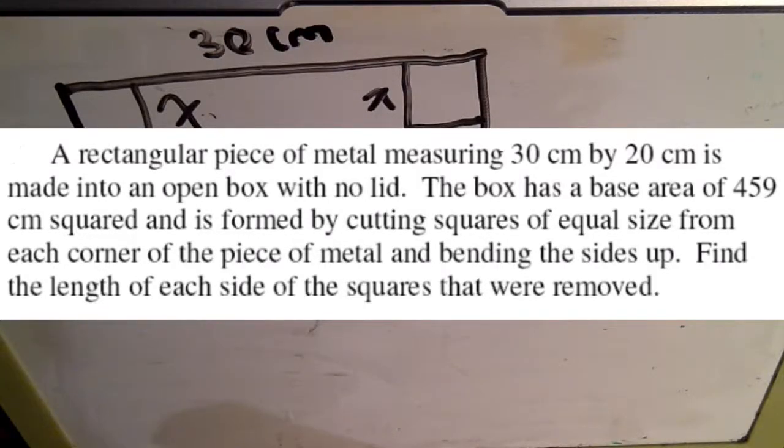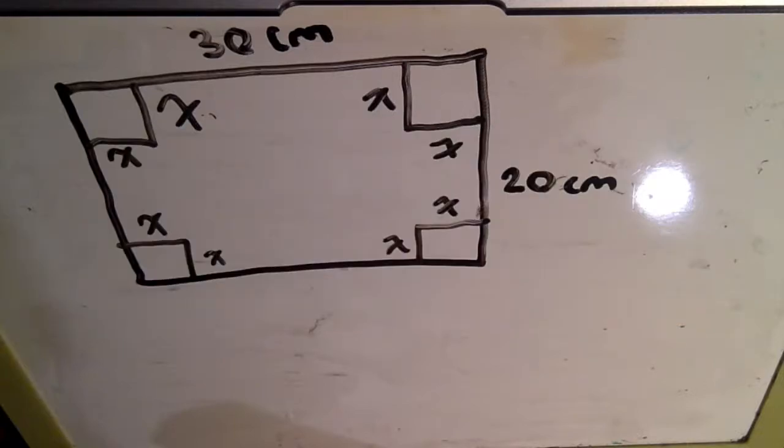A rectangular piece of metal measuring 30 centimeters by 20 centimeters is made into an open box with no lid. The box has a base area of 459 centimeters squared and is formed by cutting squares of equal size from each corner of the piece of metal and bending the sides up. Find the length of each side of the squares that were removed. So first, let's draw a diagram of the question.